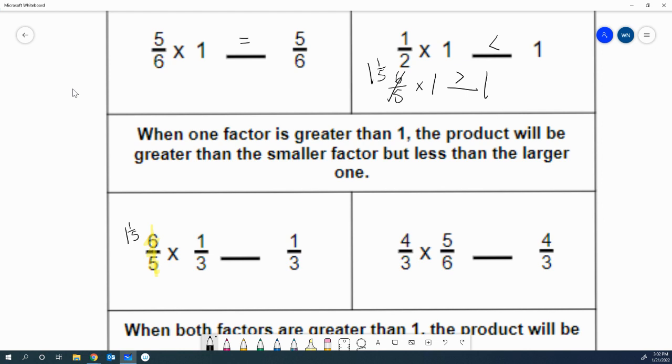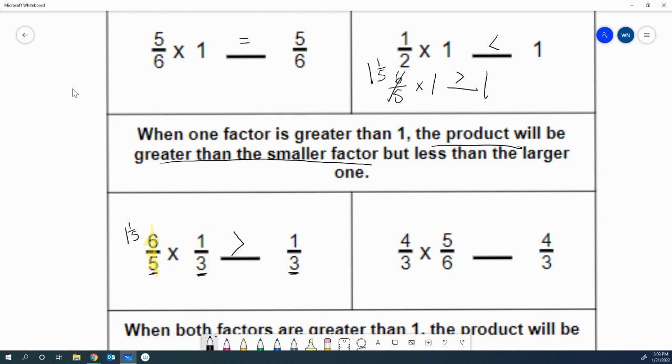So if I multiply a fraction greater than 1 times a fraction smaller than 1, like 1/3 is smaller than 1, my answer is going to be bigger than the smaller fraction. Let's look at that one more time. If I multiply a fraction greater than 1, like my 6/5, times a fraction smaller than 1, my answer is going to be greater than the smaller fraction. So that's exactly what it says up here. The product will be greater than the smaller factor.